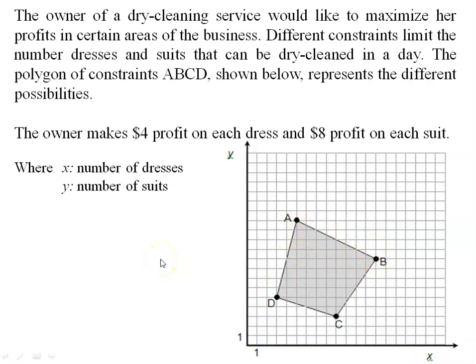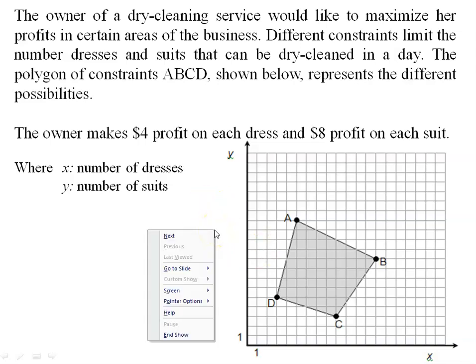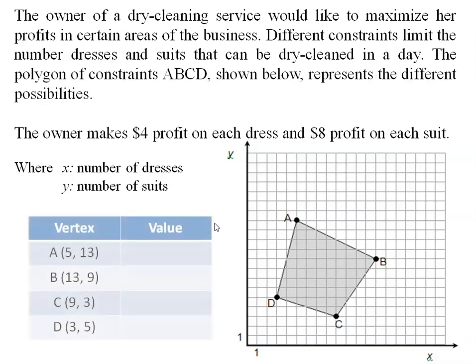But otherwise, I'll just show you what I got as my coordinates for the vertices here, A, B, C, D. This is what I got: A (5, 13), B (13, 9), C (9, 3), and D (3, 5). And then the next step in a regular problem would be to plug each one of those vertices, each of those coordinates, into the profit equation, where here we make $4 profit on each dress, 4 times x, and $8 profit on each suit, 8 times y.